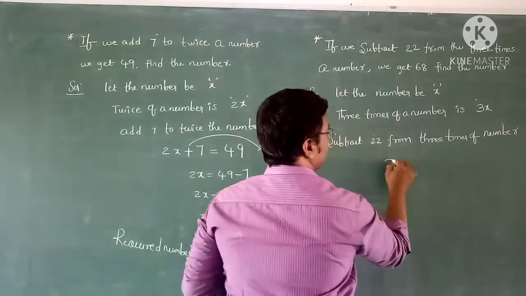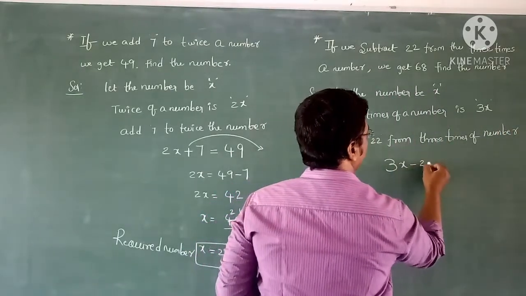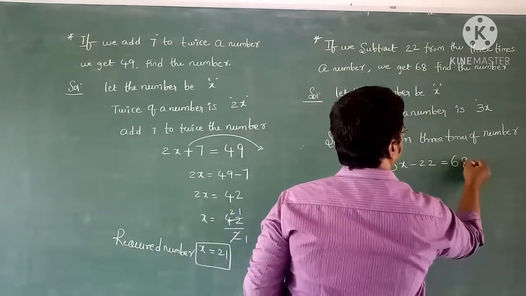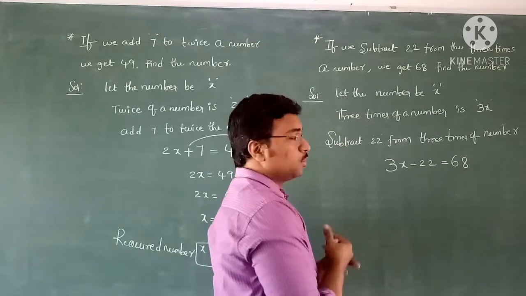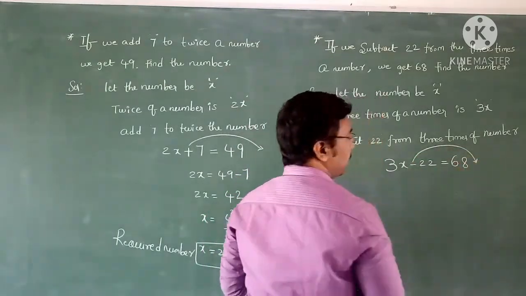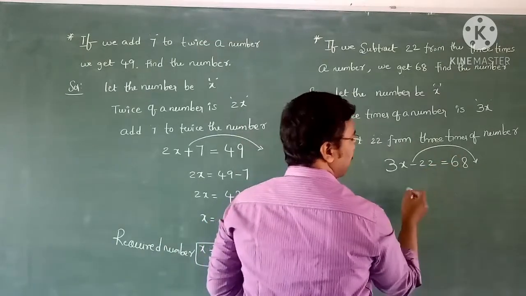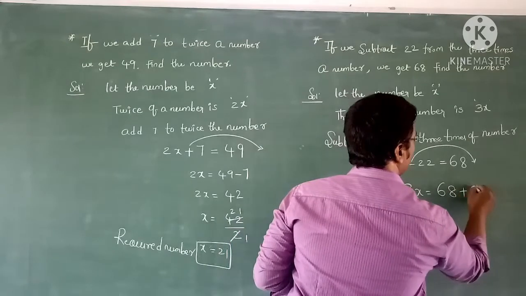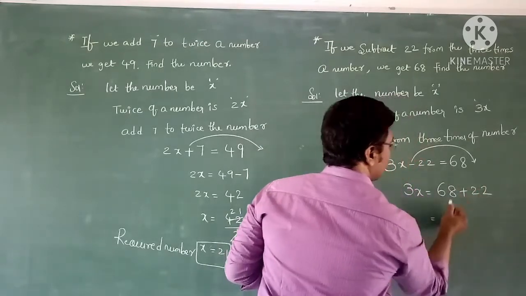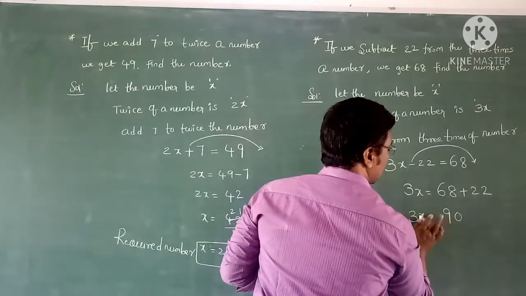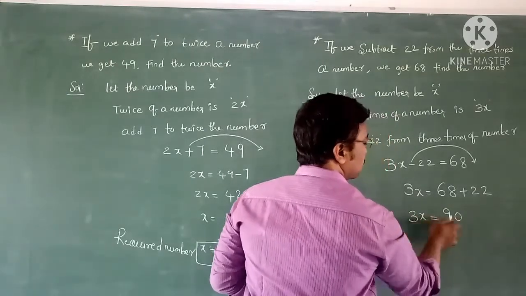So 3x minus 22 is equal to how much we get? 68. See, this simple equation we have to solve. So I am transposing this minus 22 to this side. What happens? This minus 22 becomes plus 22. So 3x is equal to 68 plus 22. 68 plus 22 is nothing but 90. So 3x is equal to 90.